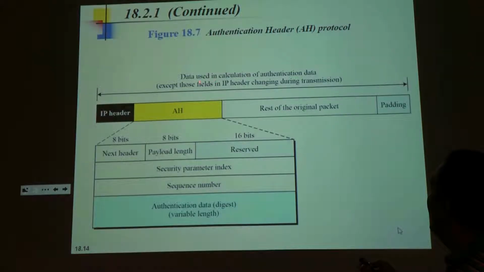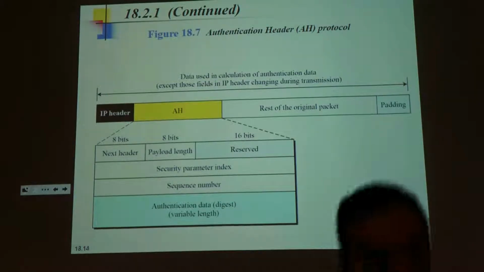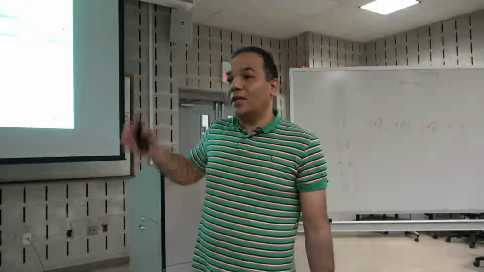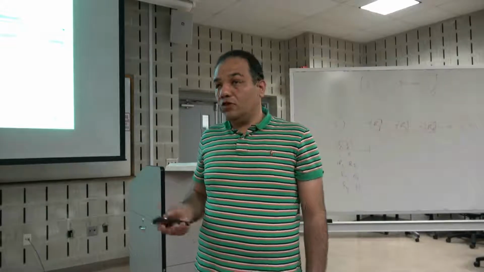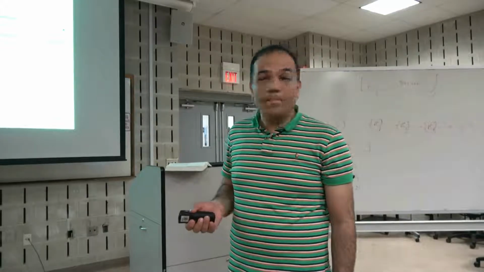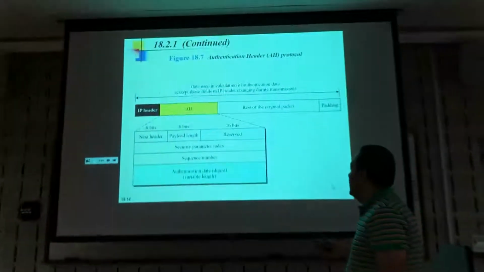So data used in calculation of the authentication data, except those fields in the IP header changing during the transmission. Okay, so you don't include them. Why don't you include them? Because they're going to change in the transmission. If you include them in the hash calculation and the packet arrives there, you have to calculate the hash again, and they will not be equal because they changed. So things that change in the IP header, you don't include in the authentication. You agree? All right?